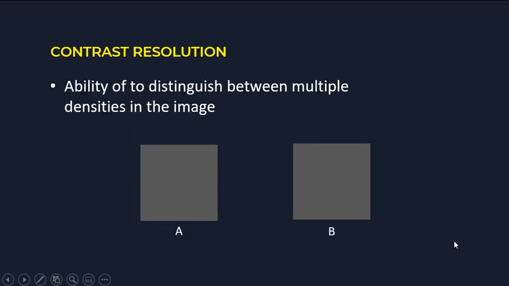So the concept of contrast resolution is the ability to distinguish between multiple densities in an image. In this case, system A and system B, we have a background, a square, of very similar color or exactly the same color and exactly the same size. Now if we place those two circles, which are of exactly the same size, we see circle A to much better advantage than circle B because there's much better contrast resolution between the circle and the background.